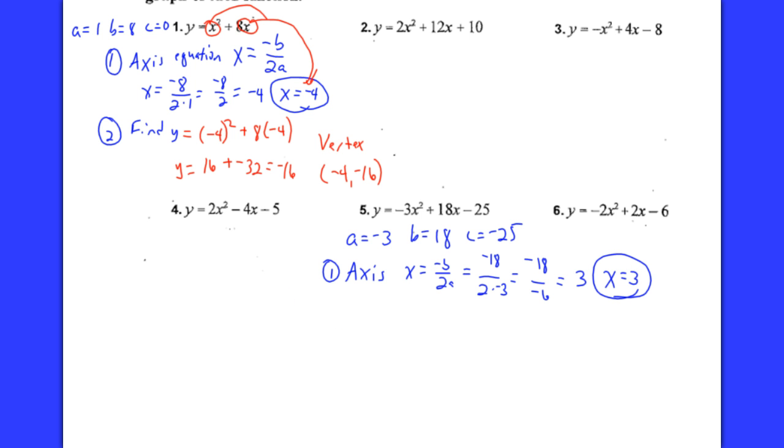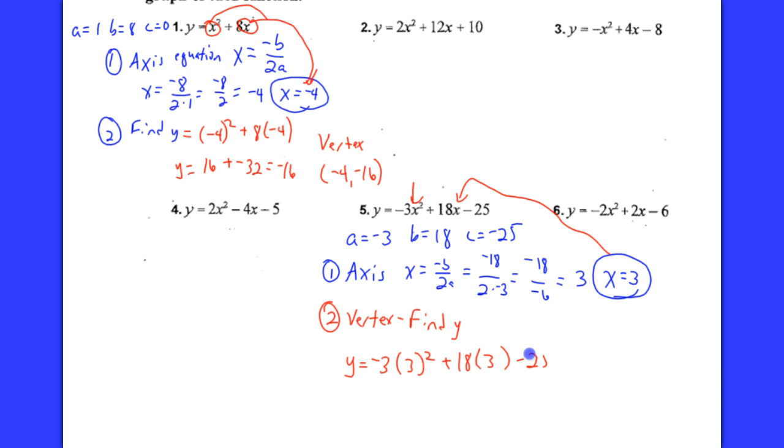Then I'll change to red now. We need to find the vertex. To find the vertex, you then have to find y. To find y, we're going to take x equals 3 and put it in there and right there. And here's what we have. We have y equals negative 3 times 3 squared plus 18 times 3 minus 25.